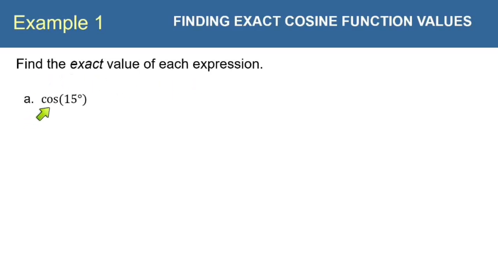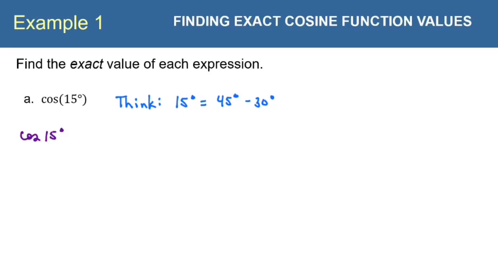In part A, we're asked to find the exact value of the cosine of 15 degrees. Now, we did not memorize the cosine of 15 degrees, so the way to come up with the exact value for this angle is to think of it as a sum or difference of two angles whose exact values we do know. One way to do this that comes to mind is to think of 15 as 45 minus 30. Now, you could just as easily think of 15 as 60 minus 45 and you would get the same answer. But here, let's think of 15 degrees as 45 degrees minus 30 degrees.